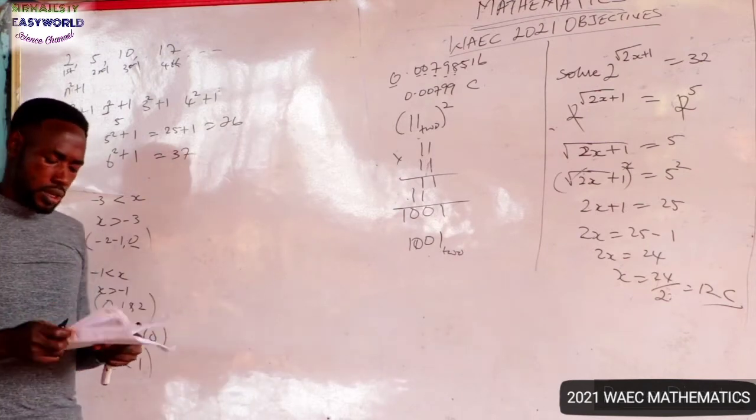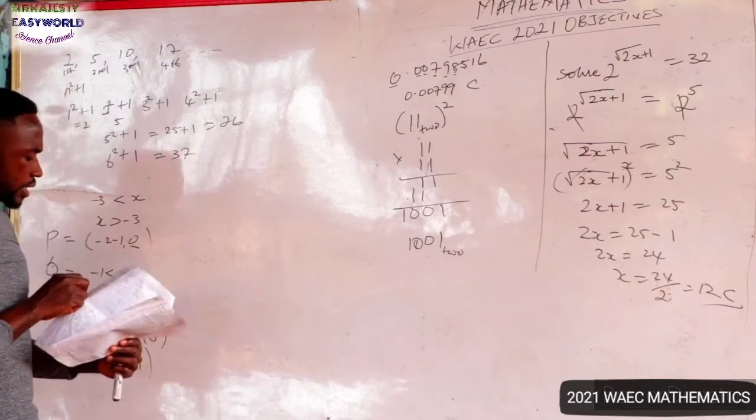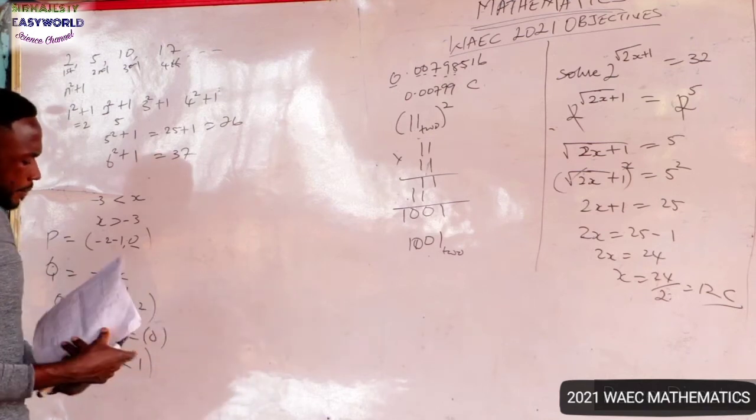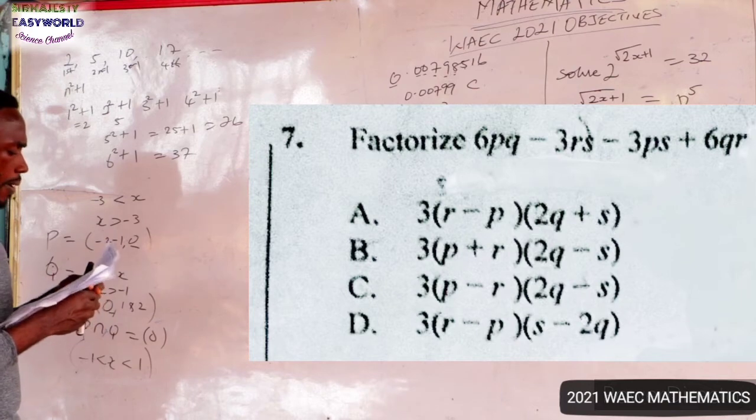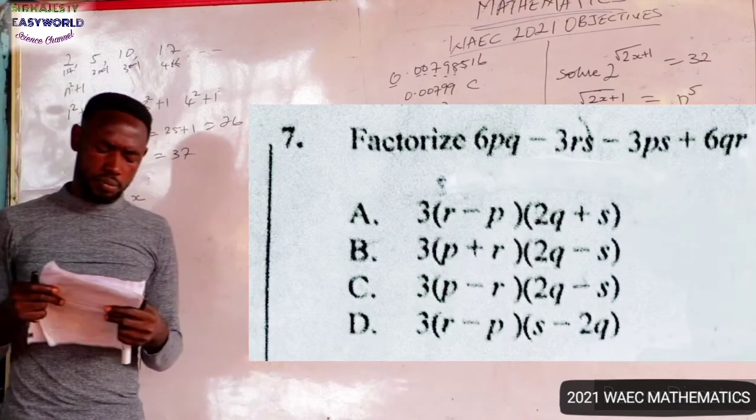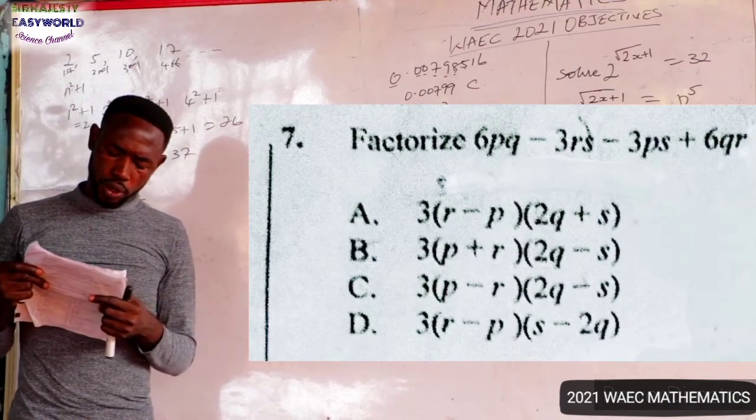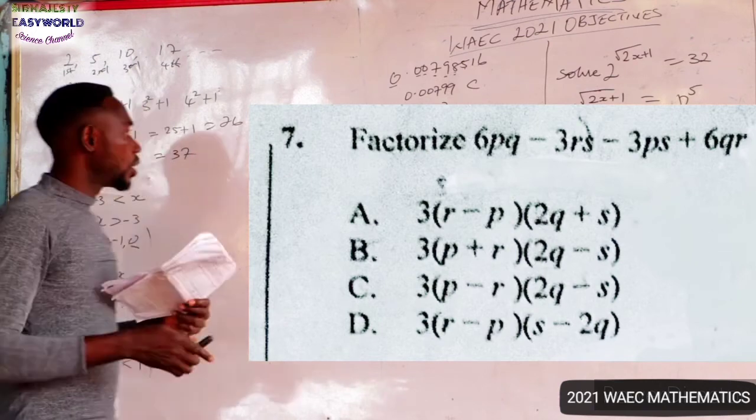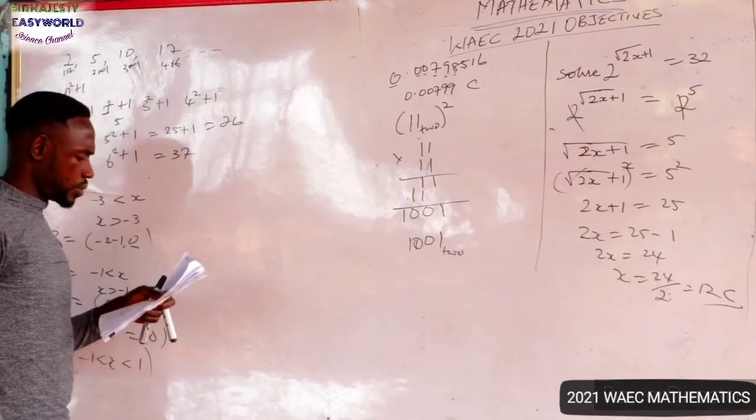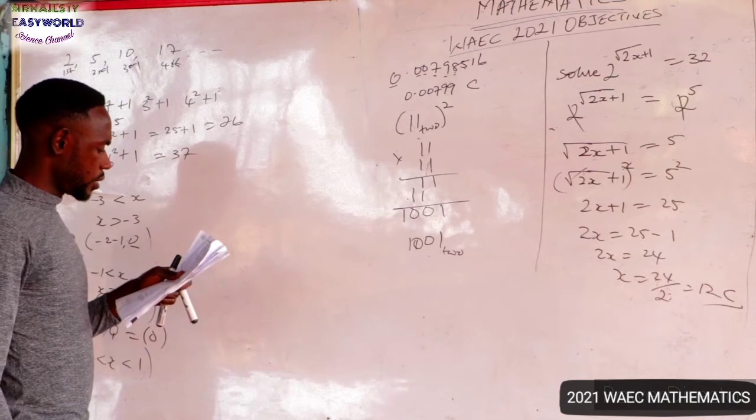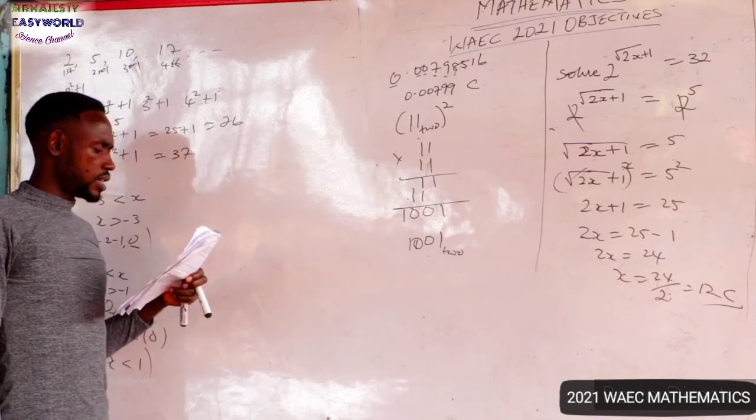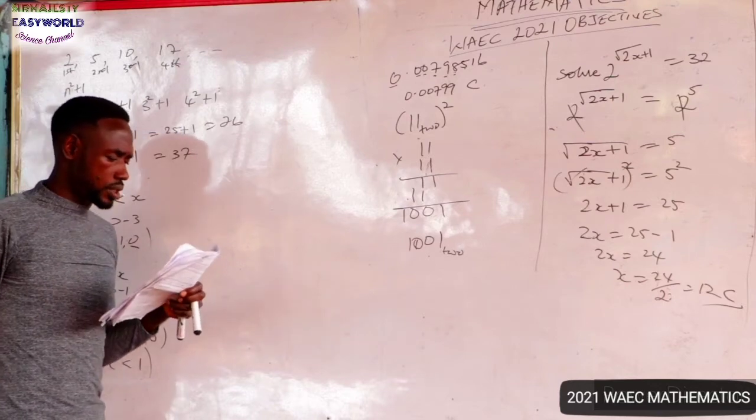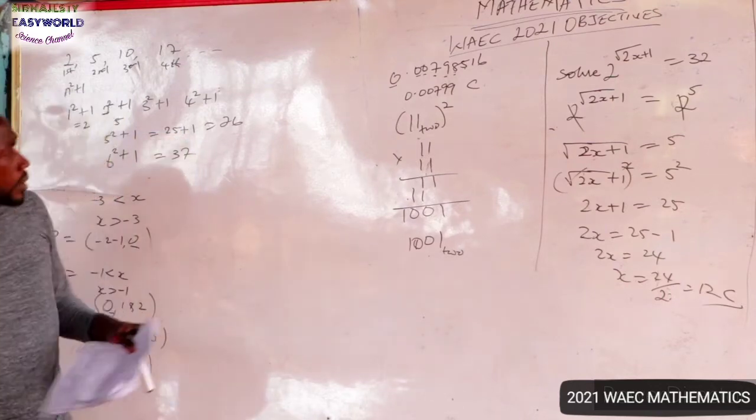Okay. Then the next question, question number 7, says factorize 6pq minus 3rs minus 3ps plus 6qr. In factorization, we have to use a description. When you look at the question there, you see the terms there, you can factor 3 out.